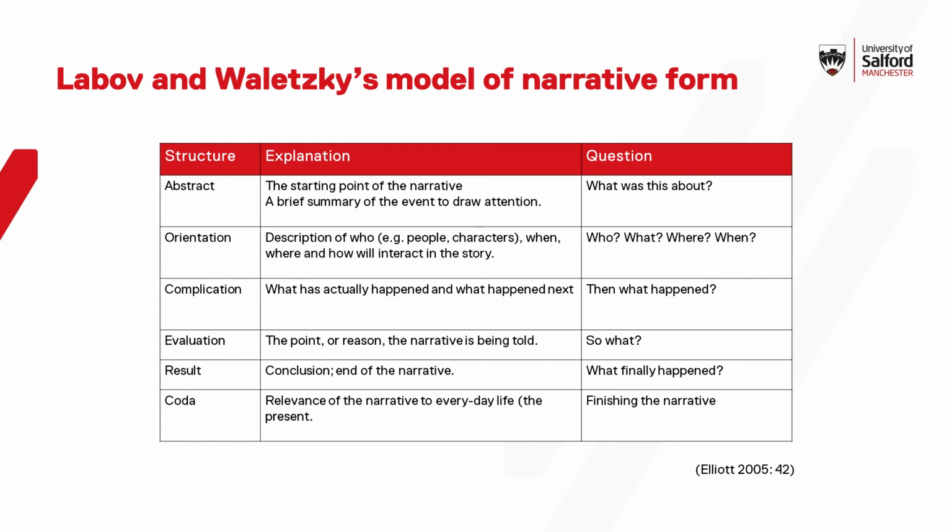This is Labov and Waletzky's model of narrative form. This is about how they structure the narrative. As you can see on the slide, there's abstract, orientation, complication, evaluation, result, and coda. They have an explanation for each of these structures, and they have these questions. Basically, your narrative should have an abstract, and this is what you can do if you want to get the abstract. So what was this about? You ask the interviewee, what was this about? Okay, tell me what happened. It's an opening question, so they can give you an abstract form of the narrative.